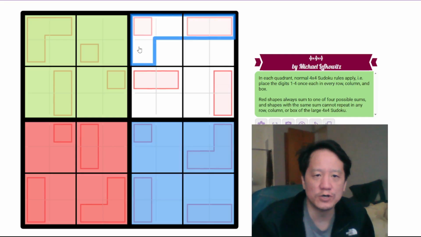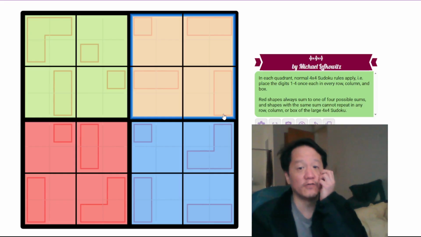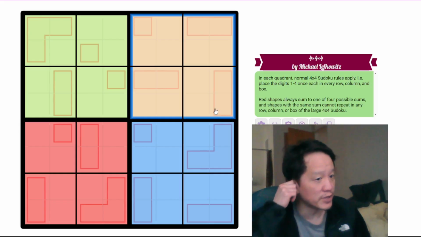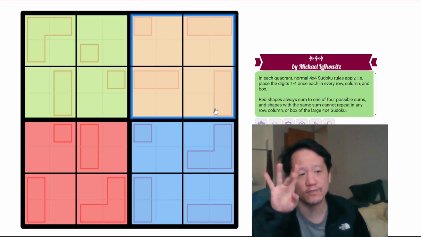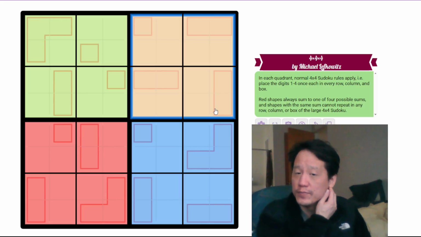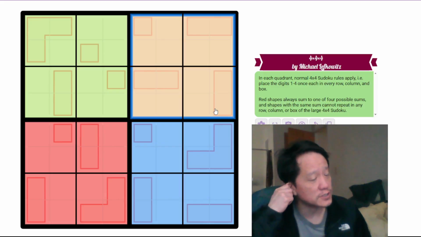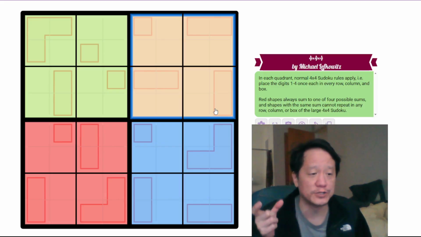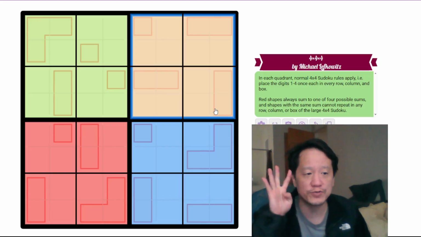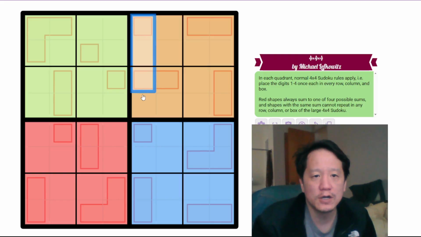And this is another quadrant here. So in each of these quadrants, you basically play normal 4 by 4 Sudoku, where you have to place the digits in each cell in that quadrant. You have to place a digit from 1 through 4 such that there are no repeats in any row, column, or box.